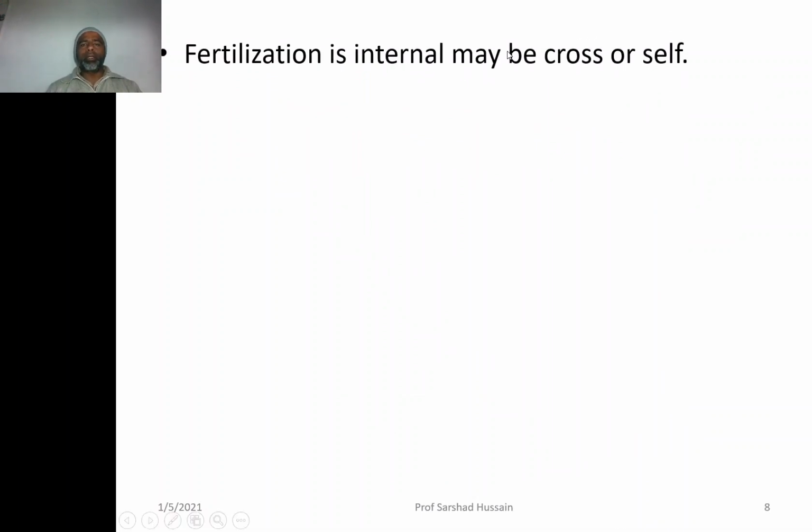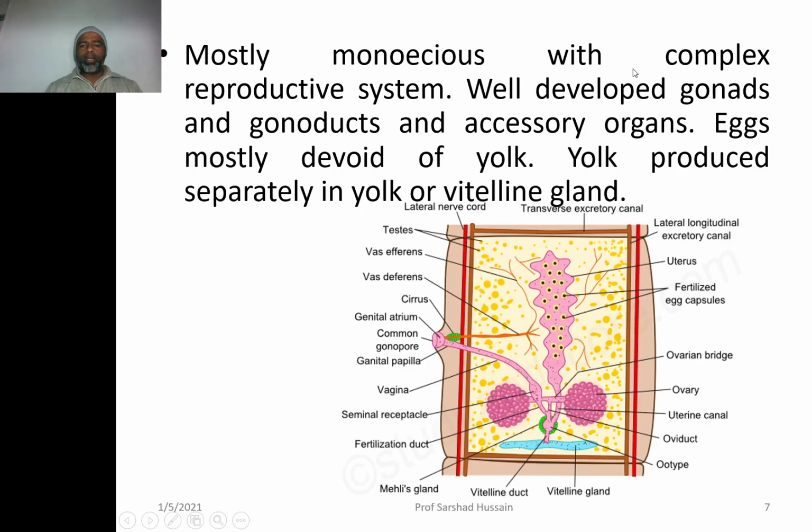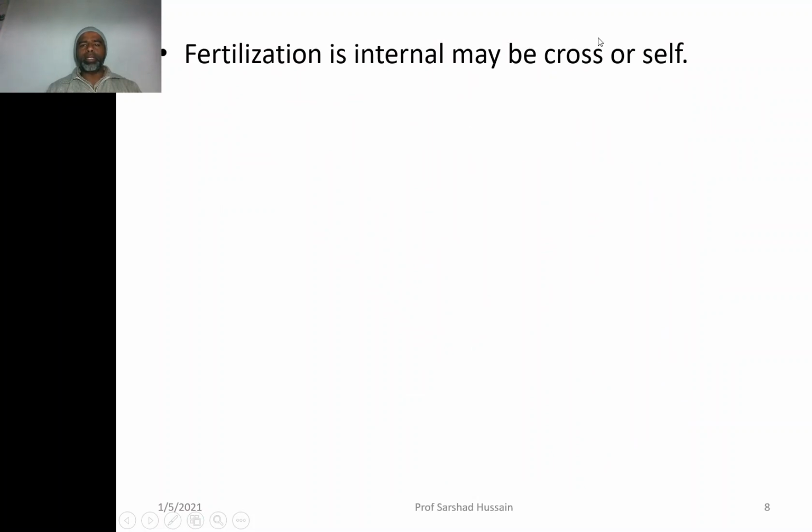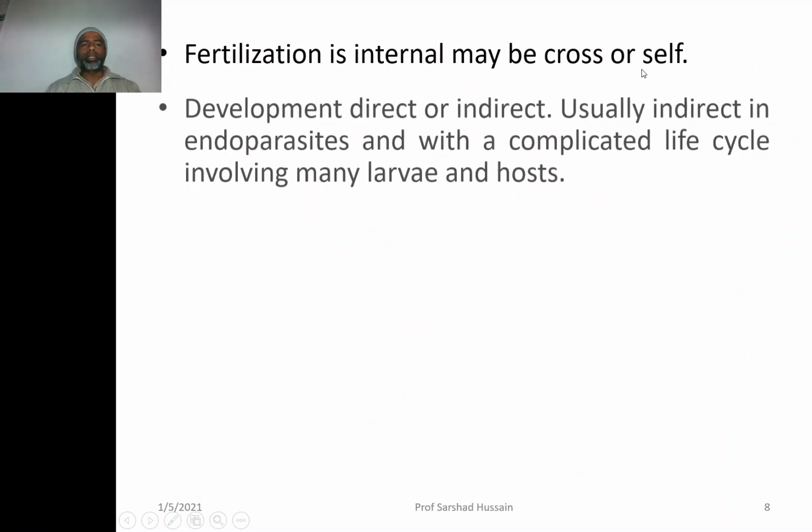Fertilization is internal, may be cross or self. If both the sexes are present within the same individual, that doesn't mean that self fertilization will always take place. Sometimes there may be cross fertilization, and sometimes there may be self fertilization.